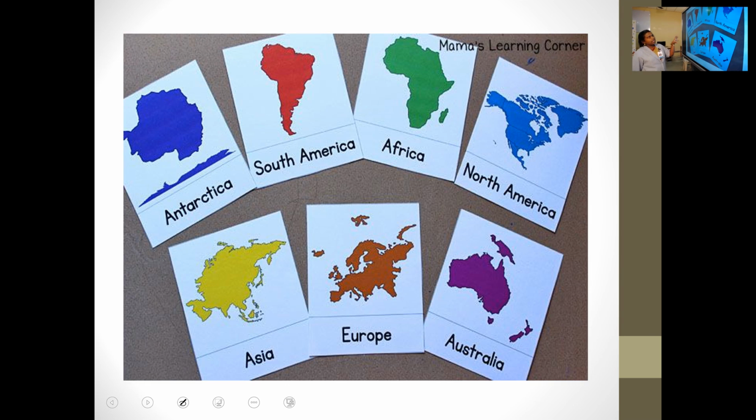Now, here we can see different landforms, different continents. That's Asia, then Africa, North America, South America, Antarctica, Europe and Australia. How many continents are there? 7 continents are there. Which is the largest one? Yes, Asia is the largest one and the smallest one is Australia.